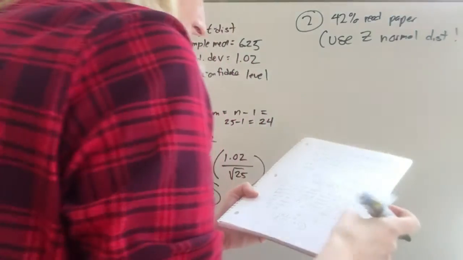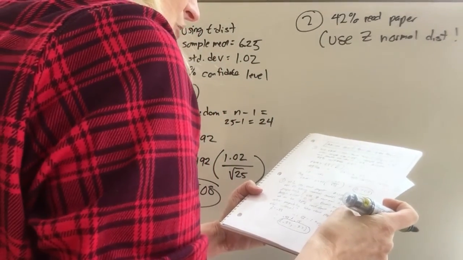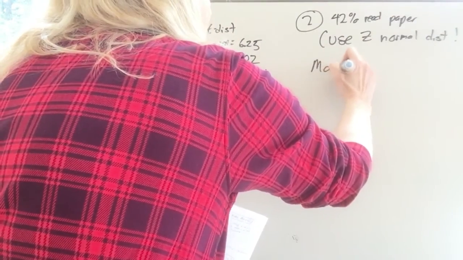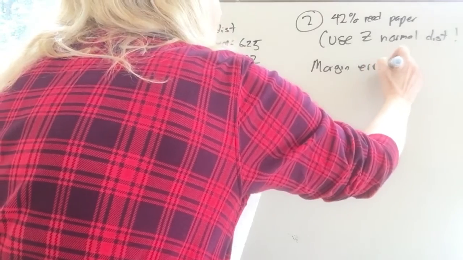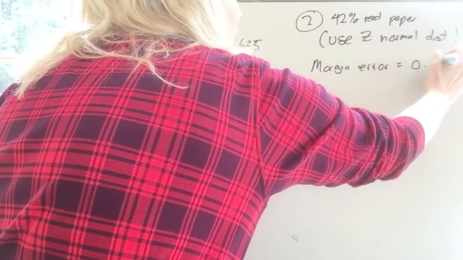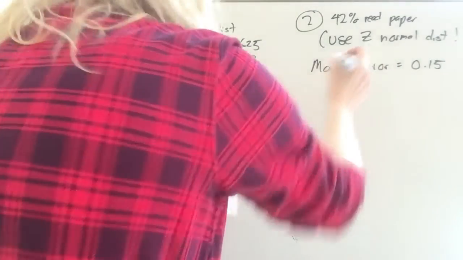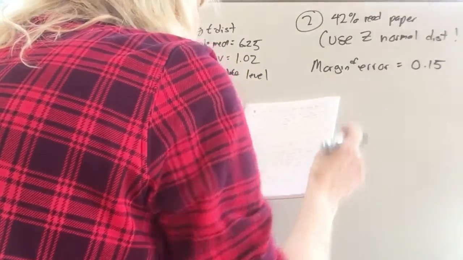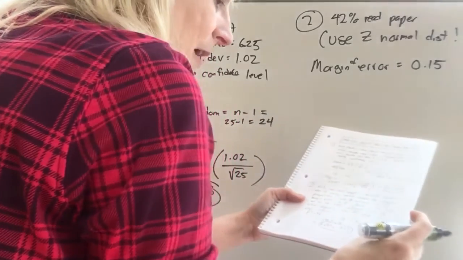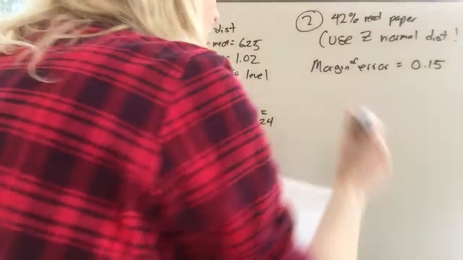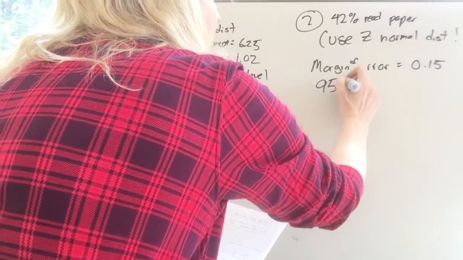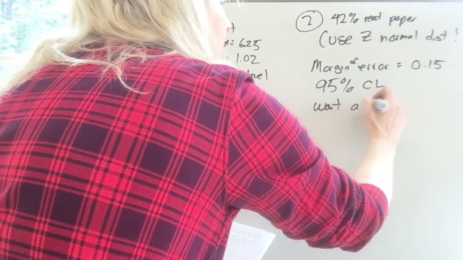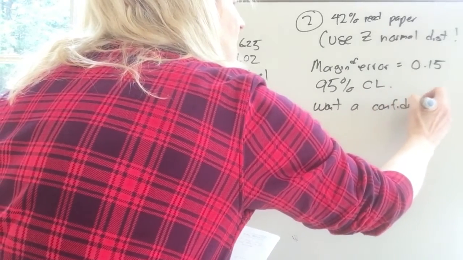Okay, guys. So they give us something called our margin of error equals 0.15. Based on this info, we can be 95% confident that the actual population who read the paper is in what interval. So we want a 95% confidence level. We want a confidence interval.